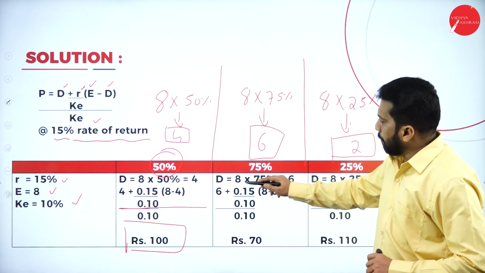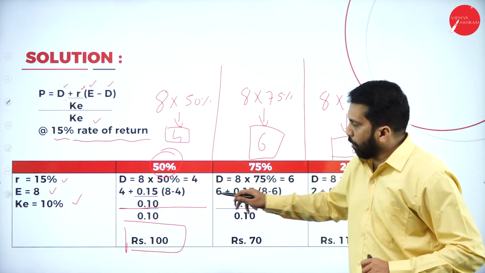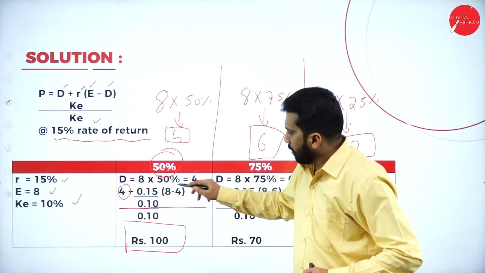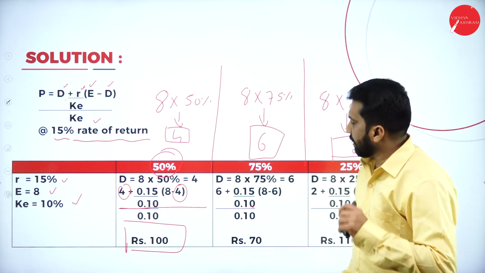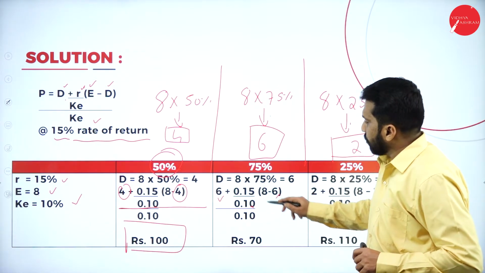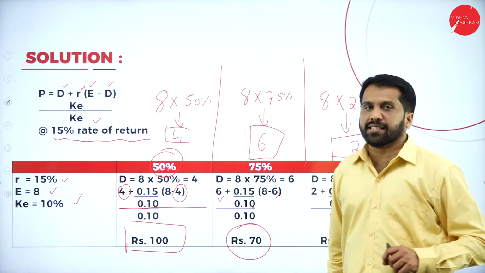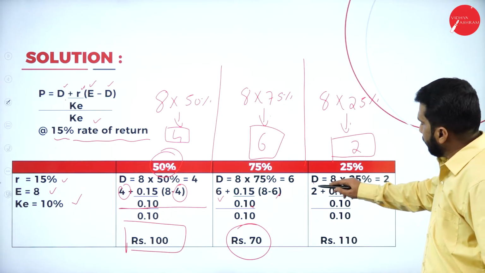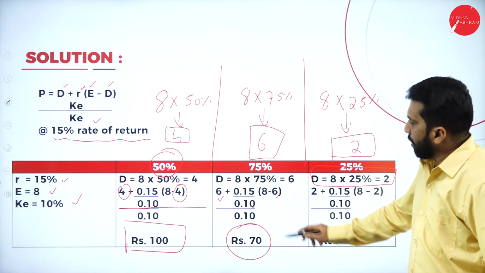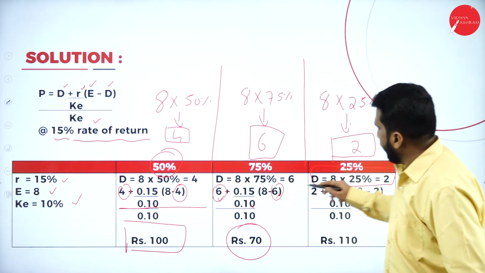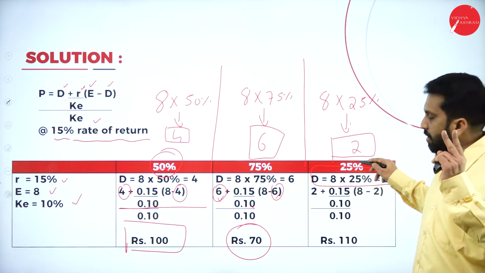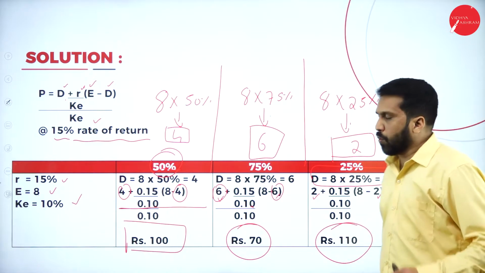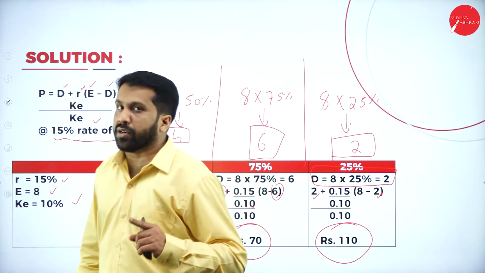Similarly, apply the same formula, but wherever we have 4, we write 6. Now, 6 rupees, 6 rupees. Calculate, and your final answer will be 70. Similarly, wherever you have taken 6, you have to take 2 rupees. Now, 2 and 2, your final answer is 110. Hope you are clear.